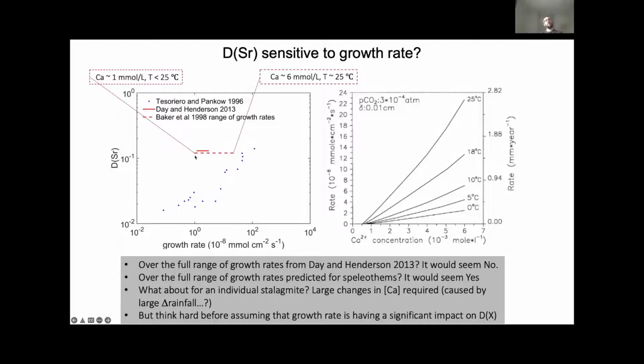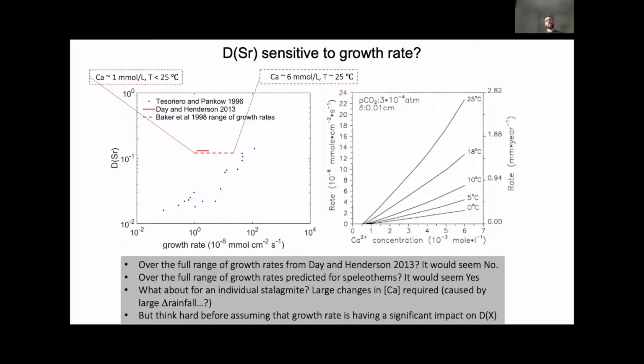So what if we consider this range of growth rates here, highlighted by the dashed line? Where have I got that dashed line from? That is from this really nice study, this figure on the right-hand side is by Beaker et al. in 1998. I think I refer to it later on, but I really recommend using that study for getting an understanding of growth rates applicable to your own individual speleothems.